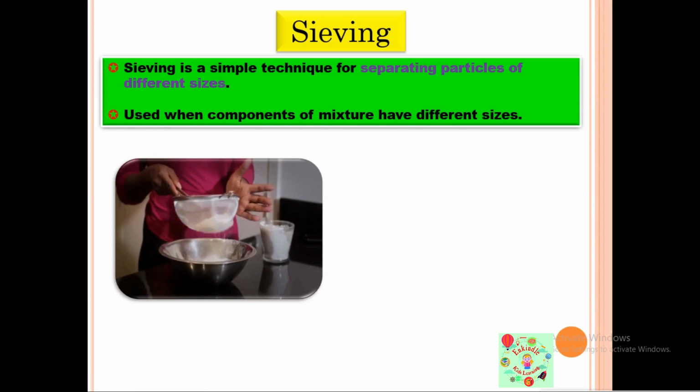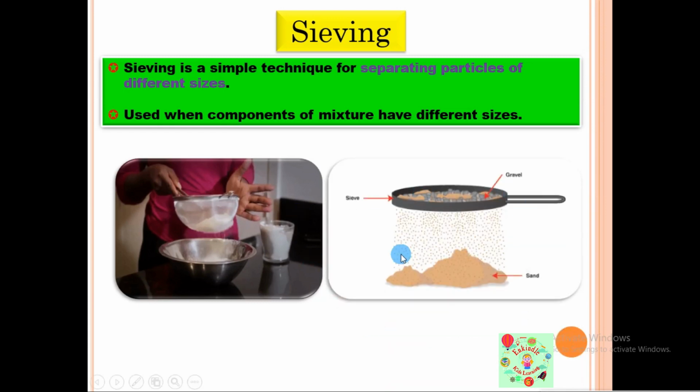This can be used only when the components of the mixture are of different sizes. In this picture, you can see the sieve is used to separate the finer sand particles from the larger stone particles. The finer sand particles will pass through the sieve, whereas the larger stone particles will remain on the sieve. By these examples, you now know that sieving can be used when the components of a mixture have different sizes. So this is all about sieving.